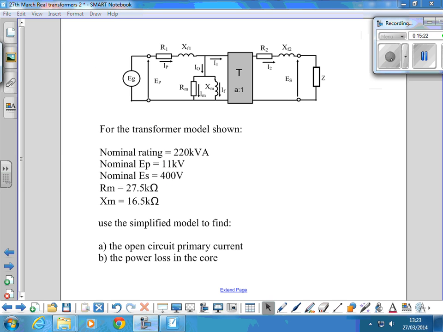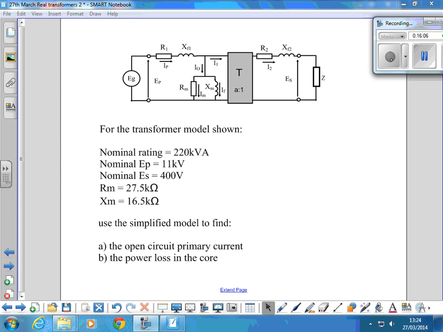So we're going to have a look at a transformer example and find out what some typical component values are. For the transformer model shown, it's got a nominal rating of 220 kVA. So you can apply that to either the primary or the secondary and immediately find out what the nominal currents are, because the nominal voltage on the primary is 11 kV and the nominal voltage on the secondary is 400 V.